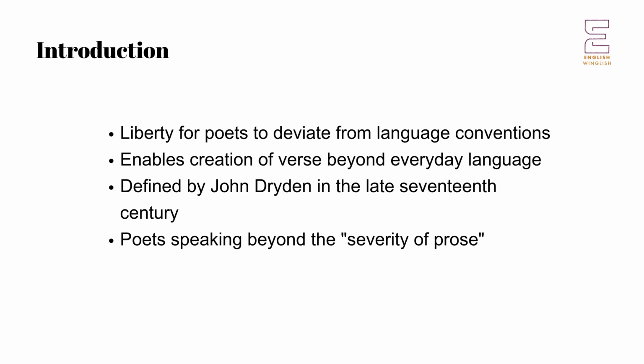Introduction. Poetic license is a term that encompasses the liberty granted to poets to deviate from the rules and conventions of standard spoken and written prose. This freedom allows poets to create verse that goes beyond the limitations of everyday language, enabling them to craft powerful and imaginative works. John Dryden, a prominent literary figure of the late 17th century, first defined poetic license as the means by which poets can speak beyond the severity of prose.